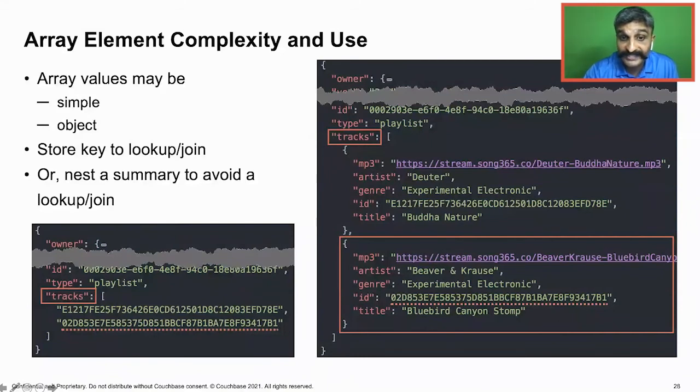I just need to fetch this array tracks, and immediately I get to know all the information. I get to know the artist information. I get to know the genre, the ID, and the title of the document in one fetch, right? So what are the various other choices that I have for date?